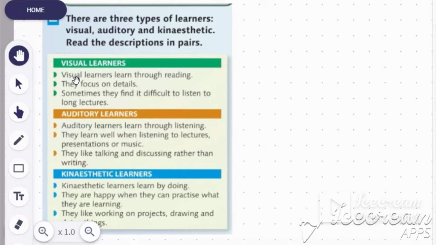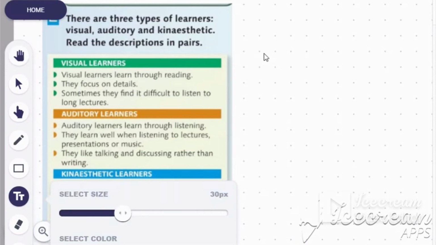We have specialists or properties of each one of the learners. عندنا خصائص لكل واحد فيهم, each one of them. And now we will read them and explain them. Okay, I will read the words to you and explain them to you. First, visual learner. What do we mean by visual learner?